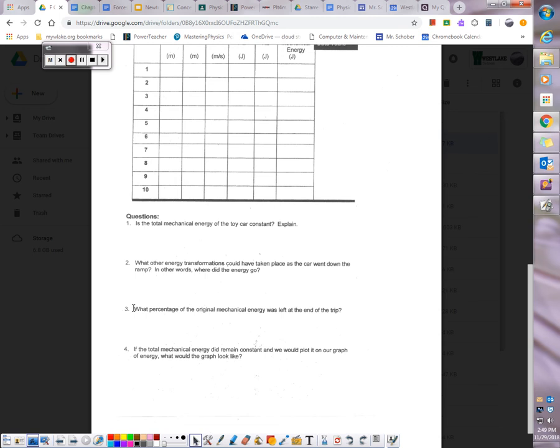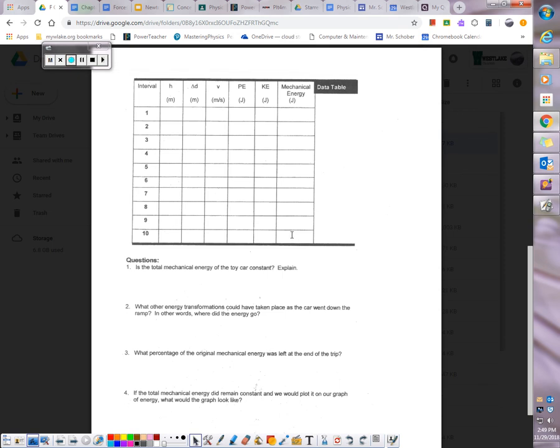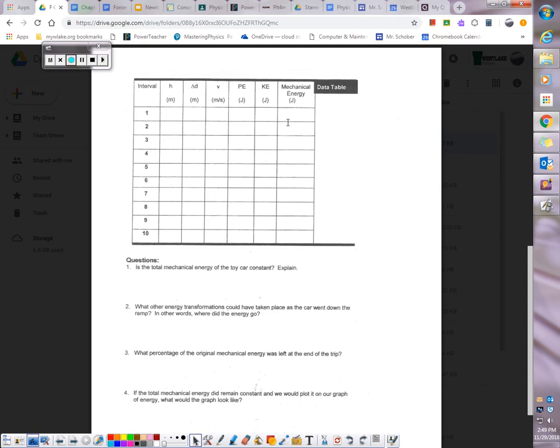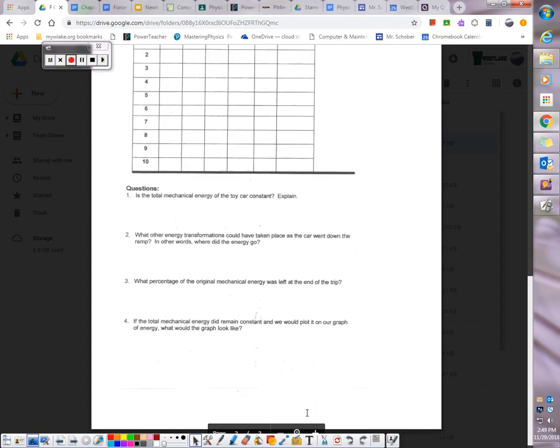Here, when it asks what percentage of the original mechanical energy was left at the end of the trip, that means you're going to compare your first and last values down here. You'd take the last number, divide it by the first number, and multiply it by 100, and that would give you that percentage. This number should definitely be either the same or less than this number. Sometimes people measure a little weird, and that's not always the case, but this value should definitely not be going up at any point.